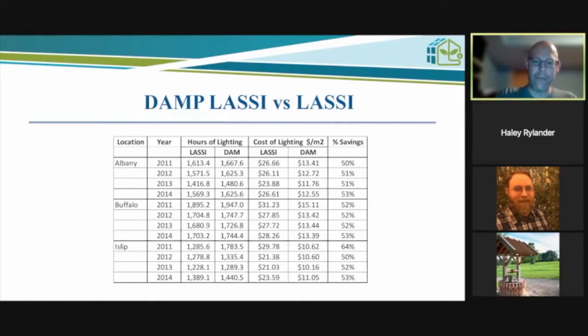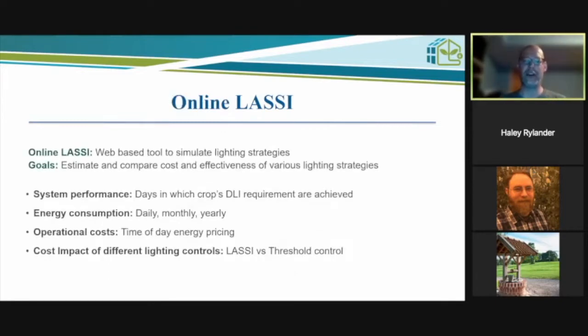So the next thing I'd like to talk about is a tool that Michael and I have been working on at Cornell, and that's to bring the ability to test out how a LASSI control algorithm would perform either in an existing greenhouse or a proposed greenhouse. We talk a lot about the benefits of it, but we wanted to provide a tool for people to run different scenarios and actually see how it would perform, which would hopefully help them make decisions about their lighting system.